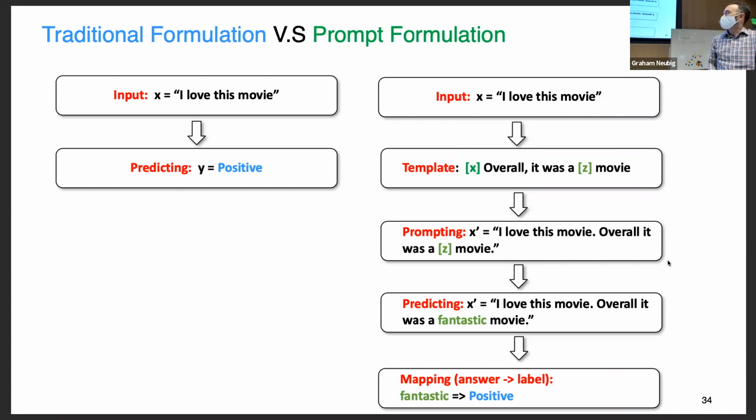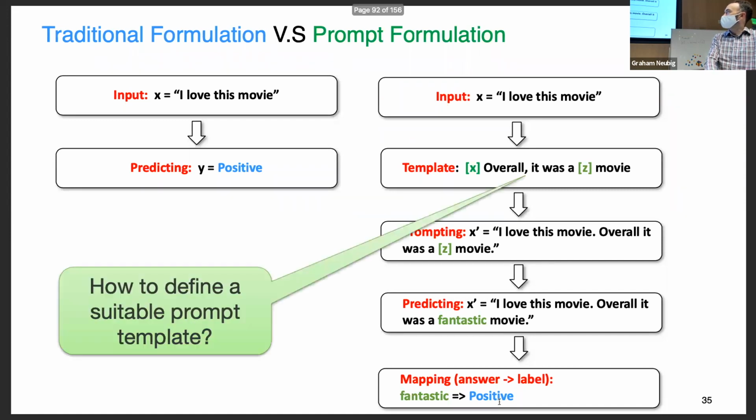Compared to the original traditional formulation where you would take an input and predict the output, here you need to take the input, create a template, turn that into a prompt, make a prediction, and do a mapping. So the first question you need to answer is, how do we define a suitable prompt template to solve any particular task? Especially when we're just using a regular language model, this is extremely important because it can do many tasks. So the only thing that will decide which task it does is the template that you're using.